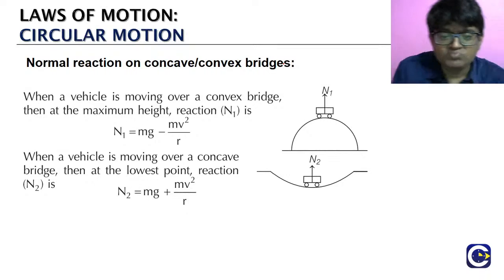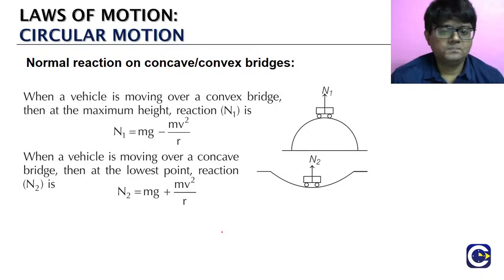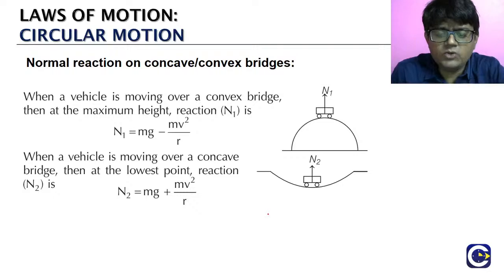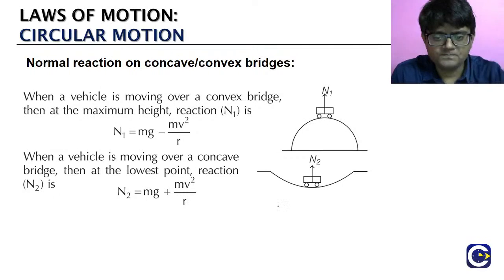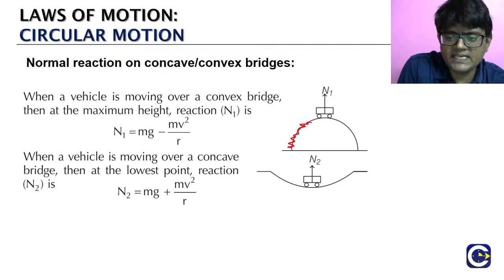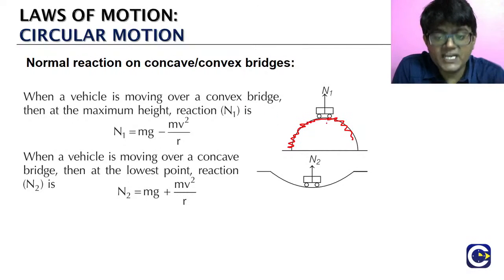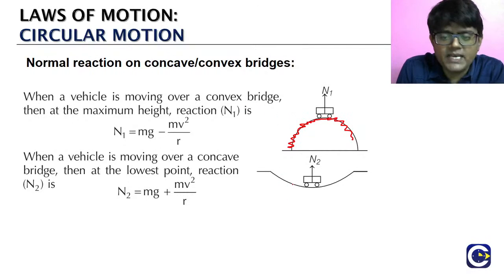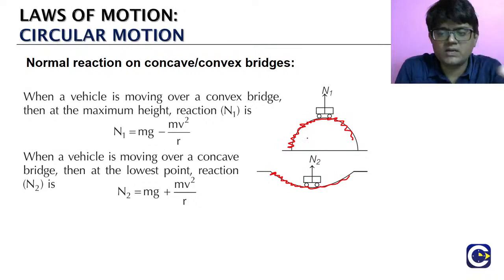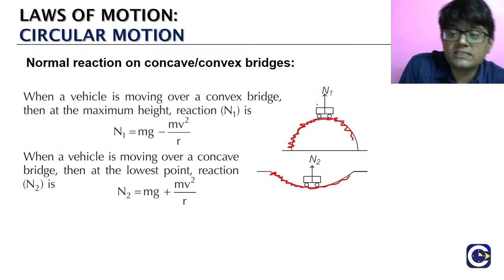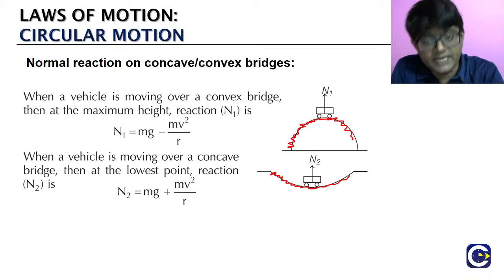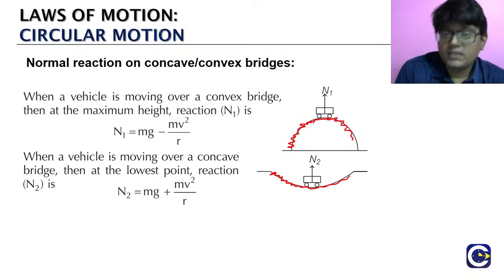When you are going on a horizontal road, you may get a bump. The bump is basically a part of the road. It may be a convex bump, and you can even say a bridge. It may be a convex bridge or it can be a concave one. Okay, so a bump like this you call convex, and this one you call concave.